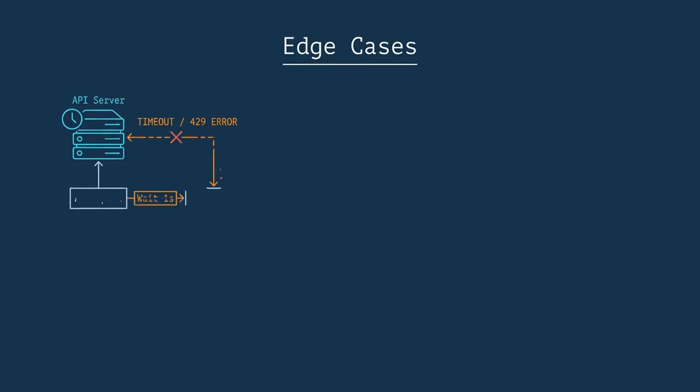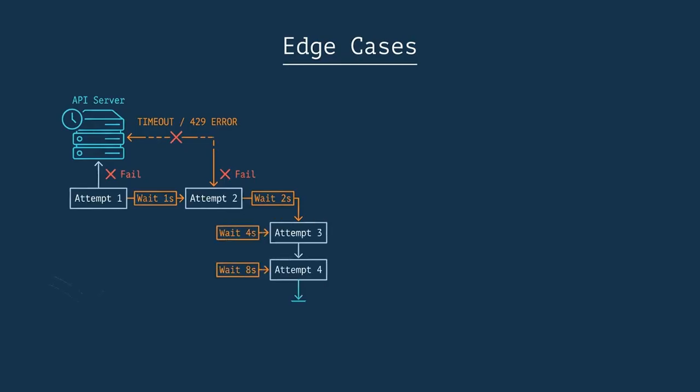Now, the edge cases you need to handle. External API calls to HubSpot and Clearbit will occasionally time out or return 429 rate limit errors. Wrap each tool call in a try except block and implement exponential backoff using the Tenacity library to prevent cascading failures.